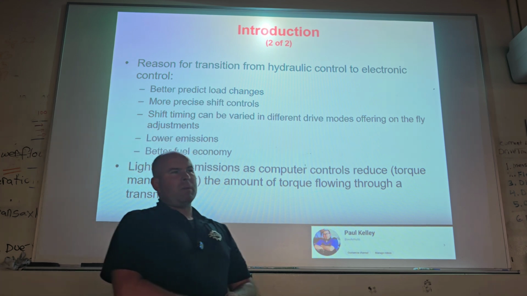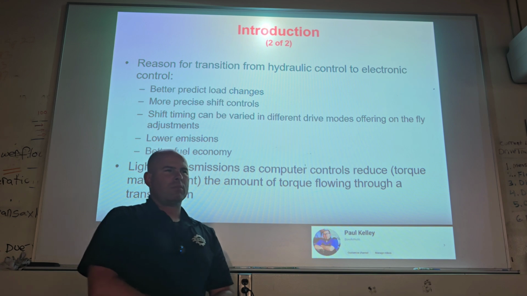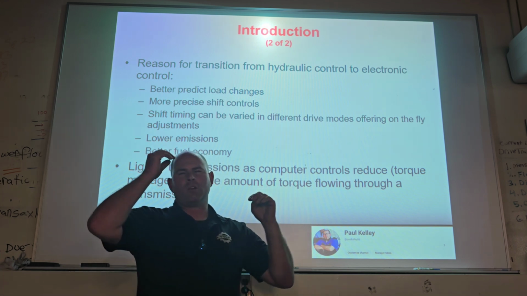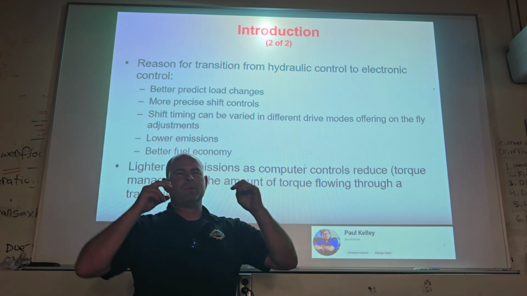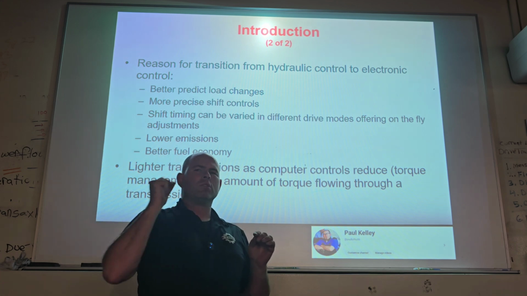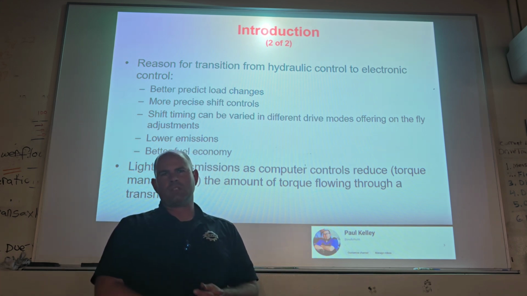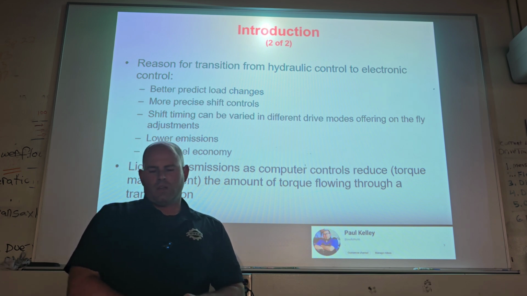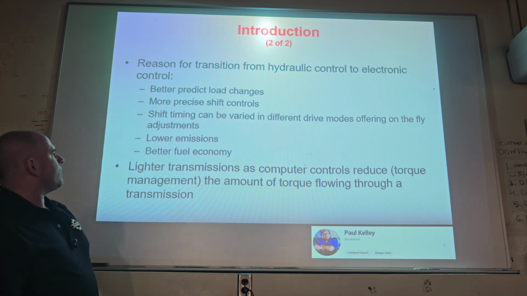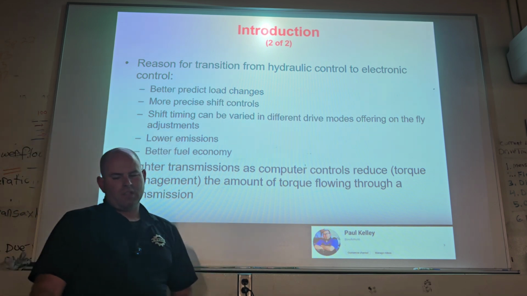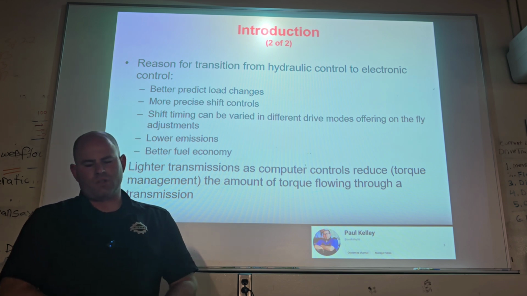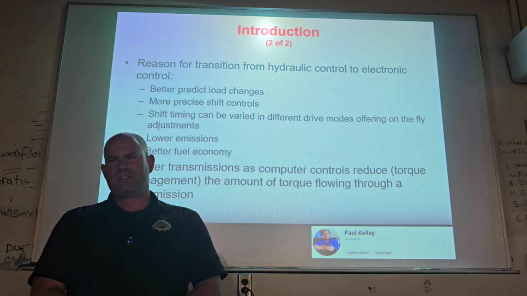So before, we'd have to wait for our governor pressure to overcome our throttle pressure. Now we can simply send a very quick signal to a shift solenoid, and the shift solenoid initiates the shift right then and there. It's much faster. And then additionally, this is a pretty cool benefit. The shift timing can be varied in different drive modes. What do you think that means?